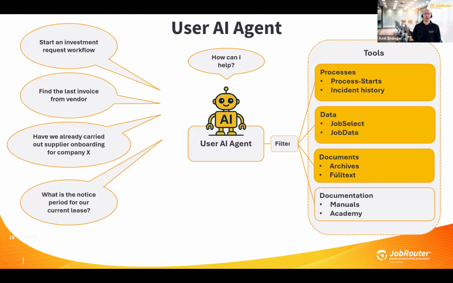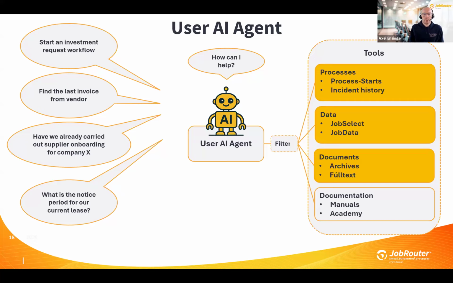So it will search for the processes that you have in the system, and then it will ask for the different information that you have to provide for this workflow. Typically it would be a form, but now you can do it just by talking to the chatbot. And later on, of course, maybe even by really bringing speech into it so you don't have to write down these questions. You can then ask for documents out of the archives, like find the last invoice from a specific vendor, or you ask questions about processes that you have in the system, like have you already carried out a supplier onboarding for a specific company.